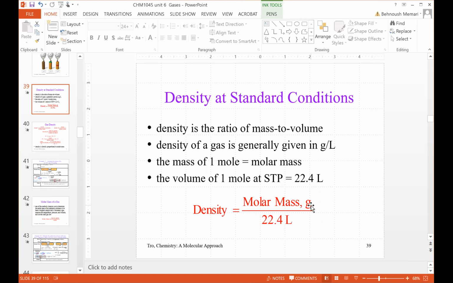You can use that to find the density, because if you know it's 1 mole of CO2, you can find the molar mass. 1 mole CO2 is 22.4 liters. 1 mole CO2 is 44 grams. So density is mass over volume. And at STP, volume is 22.4 and mass is molar mass.